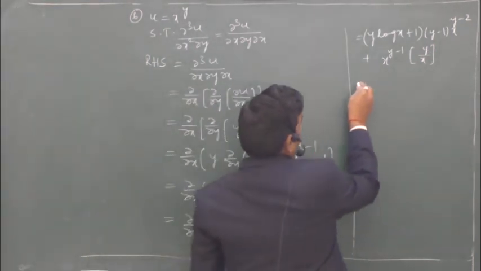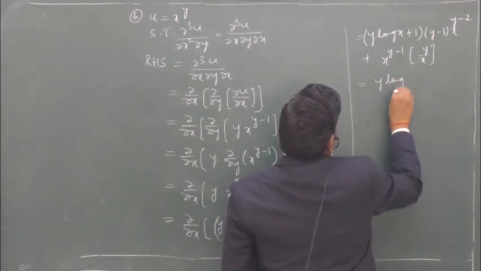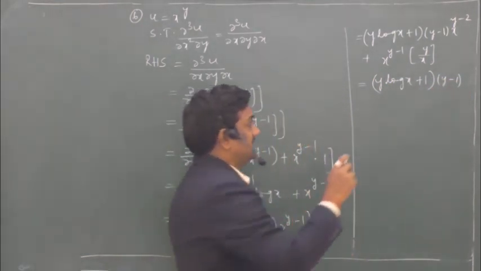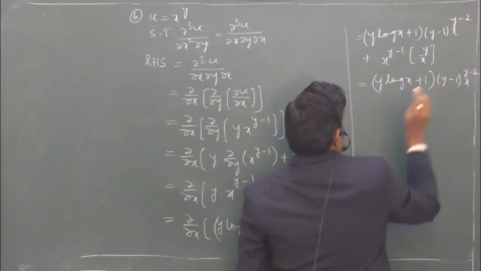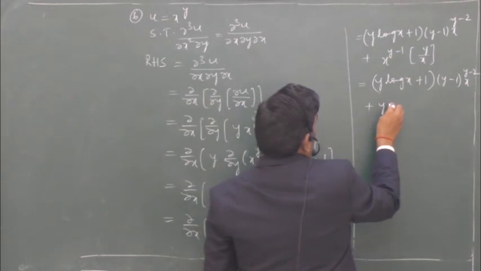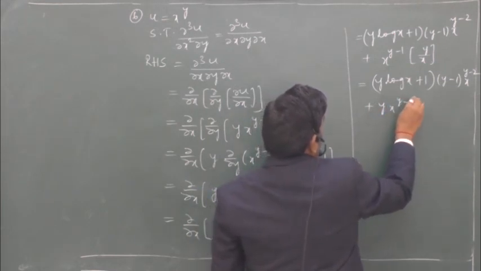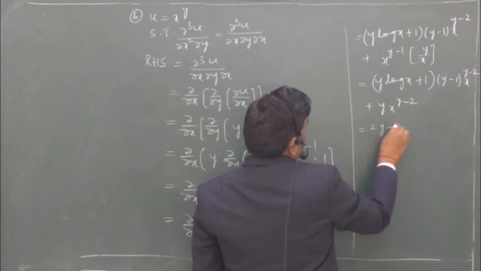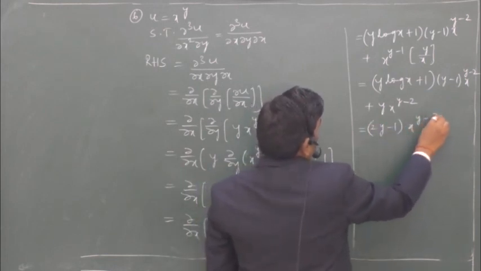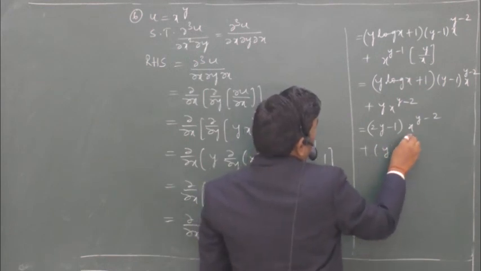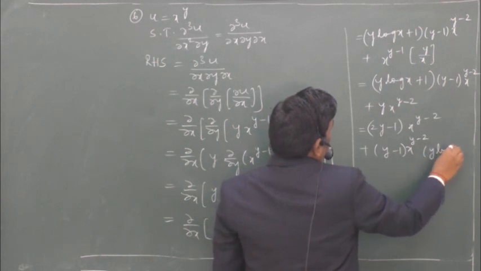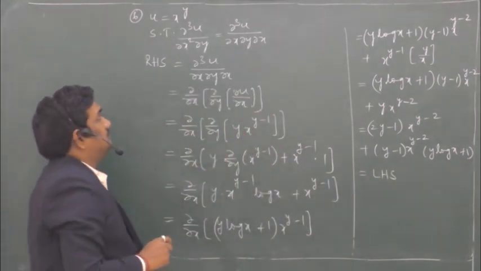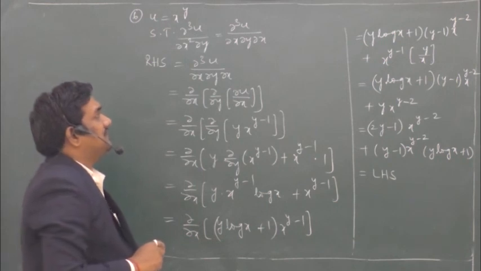Now this will be (y log x plus 1) into (y-1) into x^(y-2) plus y into x^(y-2). It is same as (2y-1) into x^(y-2) plus (y-1) x^(y-2) into (y log x plus 1), and this is same as LHS. Hence we have proved that ∂³u/∂x²∂y is equal to ∂³u/∂x∂y∂x.